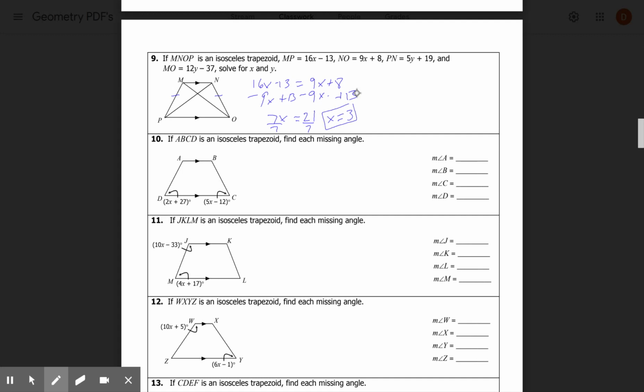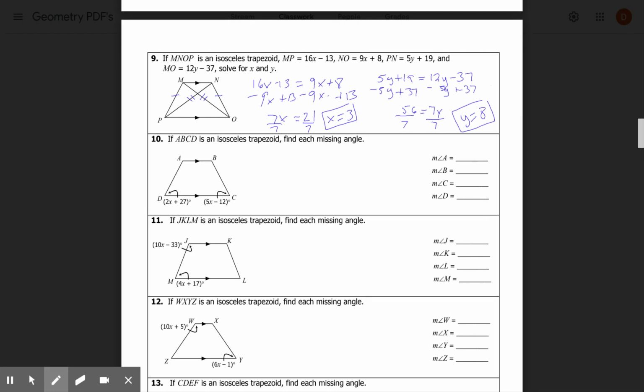So there's our x. And to find our y, we know that this diagonal is congruent to this diagonal. So PN is 5y plus 19, and we're going to set that equal to MO, which is 12y minus 37. And we'll solve for those. So if we subtract 5y from both sides, and then add 37 to both sides, we end up with 56 equals 7y. Divide both sides by 7, and we get y equals 8.